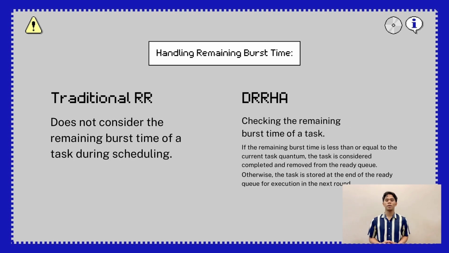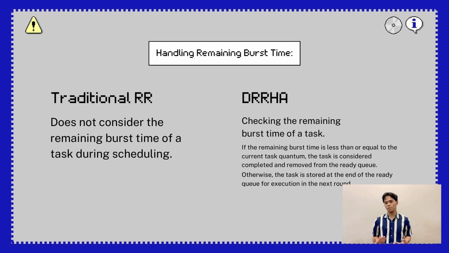We also have handling remaining burst time. Round robin generally does not consider the remaining burst time of a task during scheduling, while DRRHA applies the essential principle of checking the remaining burst time of a task. If the remaining burst time is less than or equal to the current task quantum, the task is considered completed and removed from the ready queue. Otherwise, the task is stored at the end of the ready queue for execution in the next round.